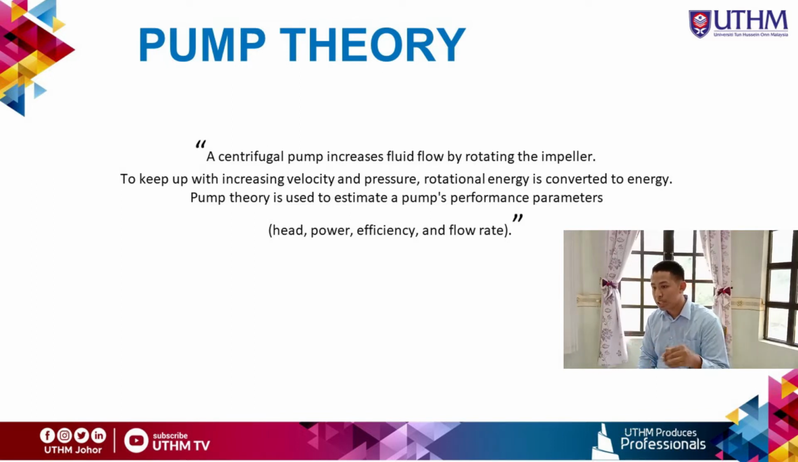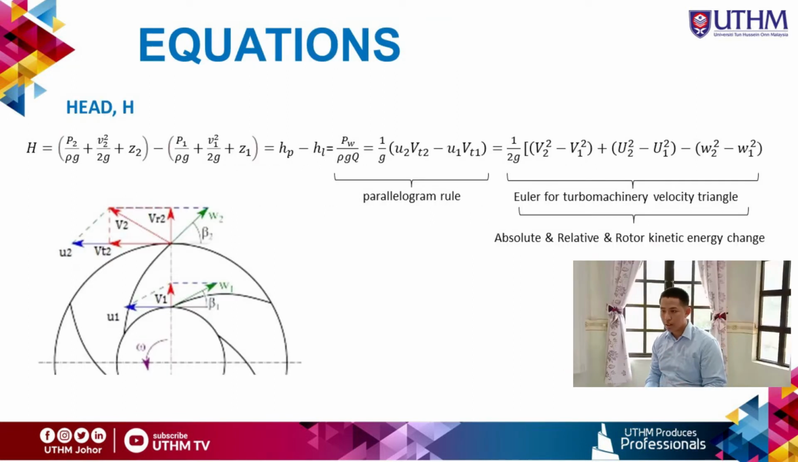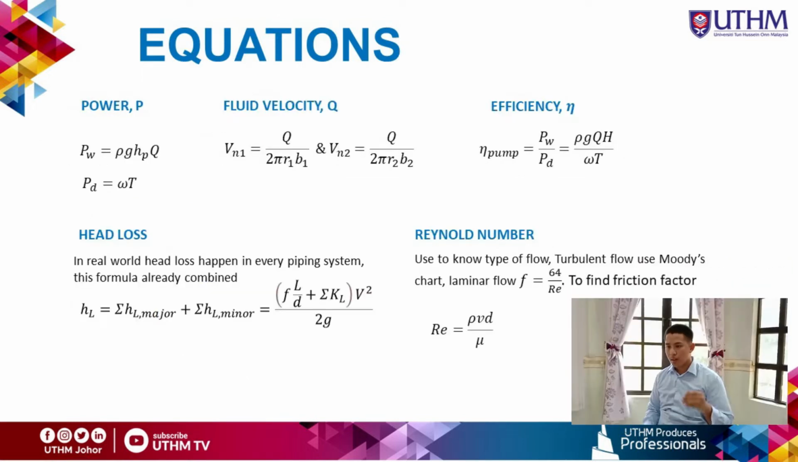Pump theory is used to determine the performance parameters of the pump, which are head, power, efficiency, and flow rate. The head, power, fluid velocity, efficiency, head loss, and Reynolds number are all equations that are used in a centrifugal pump. By deriving the head from the parallel rule, we have this formula. By applying the Euler velocity triangle formula to the turbo machinery, we obtain this formula. According to the slide, this is all the formulas that we use in designing our pump.